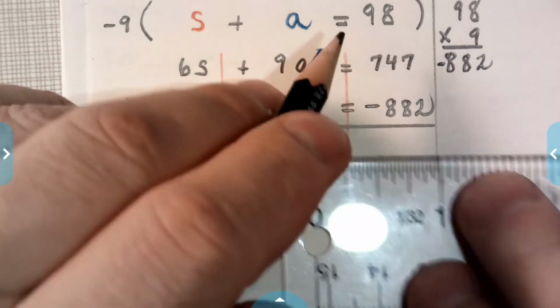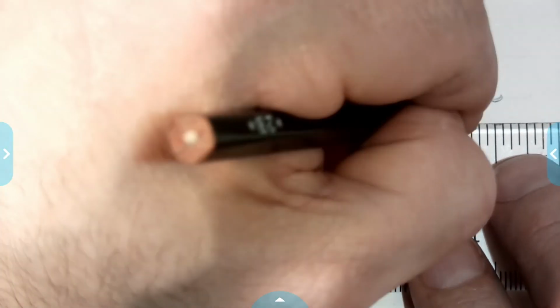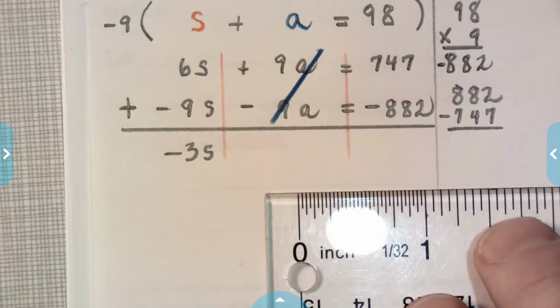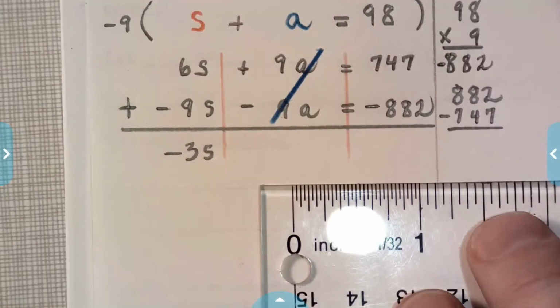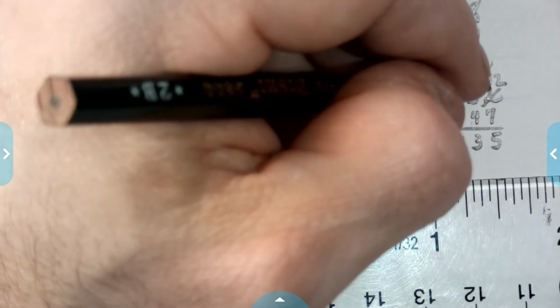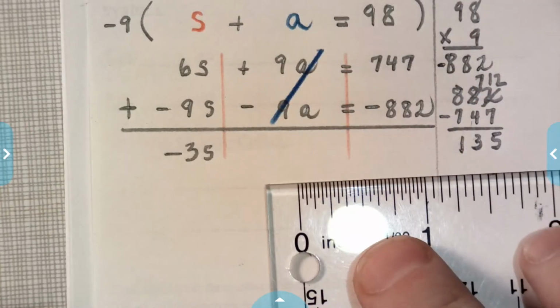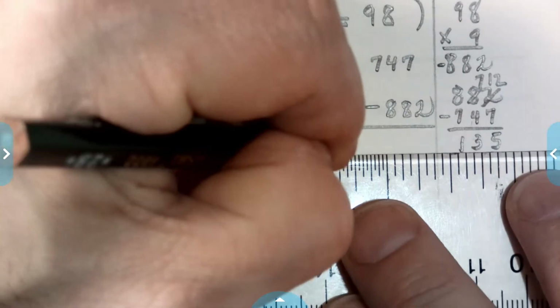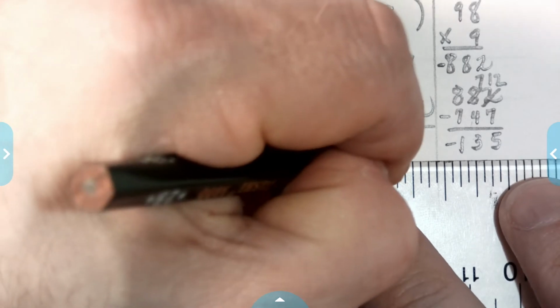And then let's figure this out. We're going to have to do 882 minus 747, and then make the answer negative, okay? So borrow here, 7, 12, 5, 3, 1. Okay, so I've got -3S equals -135.